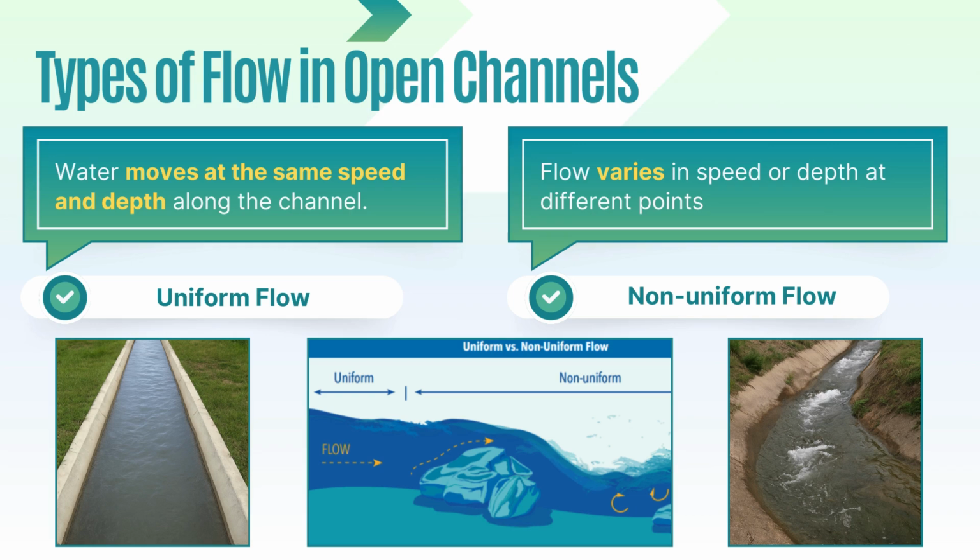Non-uniform flow, on the other hand, happens when depth or speed changes along the channel, often seen in natural rivers with rocks, curves, or variable slopes. Understanding this is important when designing bridges, culverts, or erosion control structures.